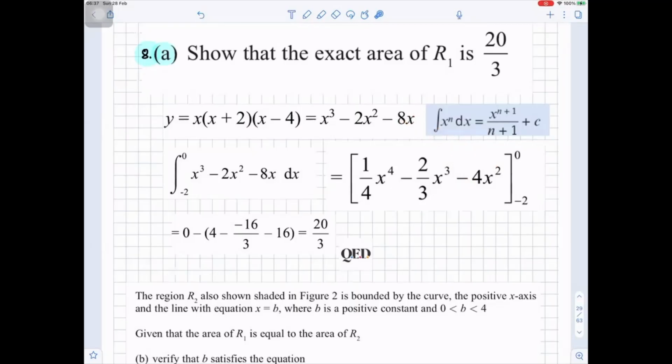And you would substitute the value 0 first, and then you substitute minus 2. When you substitute 0, you put 0 there, you put 0 there, and you put 0 there. All of that will be 0. So you get 0. After that, you put minus 2: minus 2 there, minus 2, minus 2. That would give you 4 minus 16 over 3 minus 16. And you put it in your calculator, you get 20 over 3. QED, because it says show that. So as required to show.